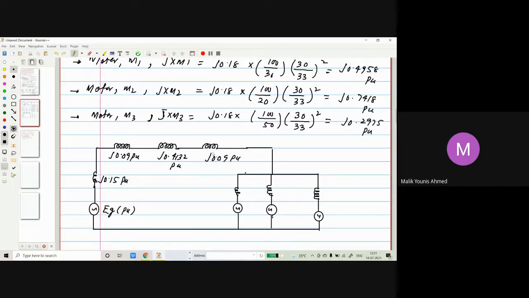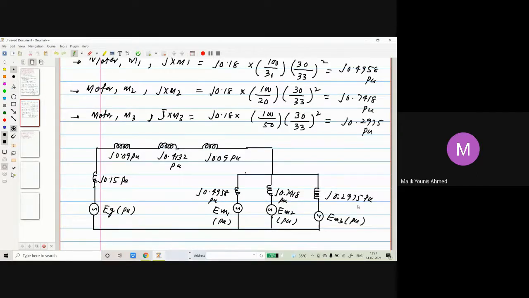And for motor number 1, we have J.4958 per unit. For motor number 2, we have J.7418 per unit. For motor number 3, we have J.2975 per unit. And all these voltages will be Em1, Em2, and Em3, again in per unit.